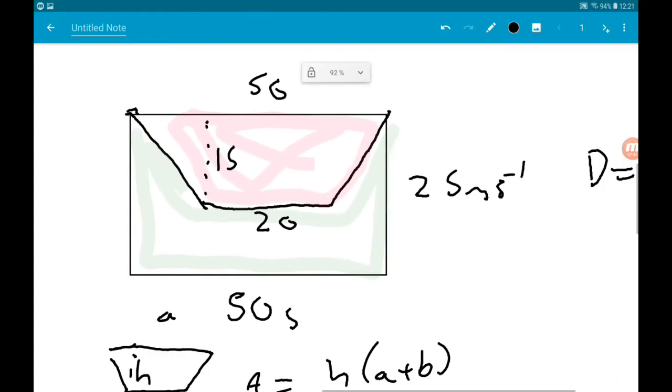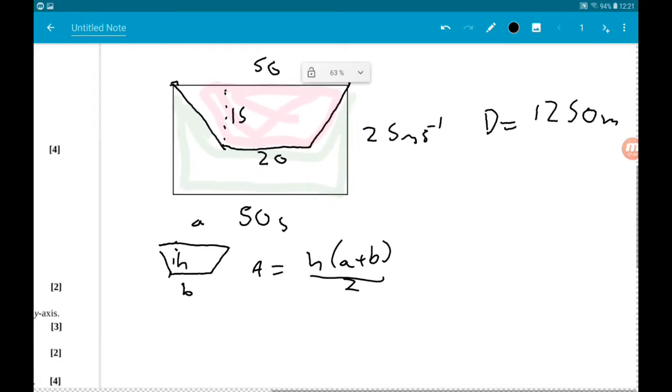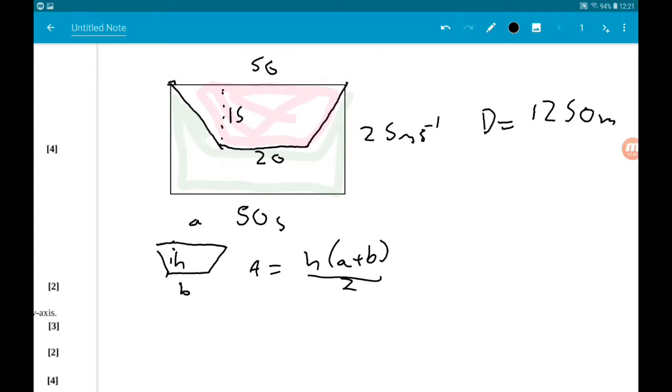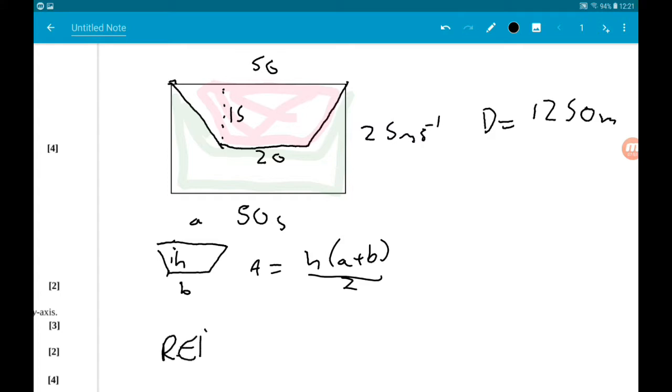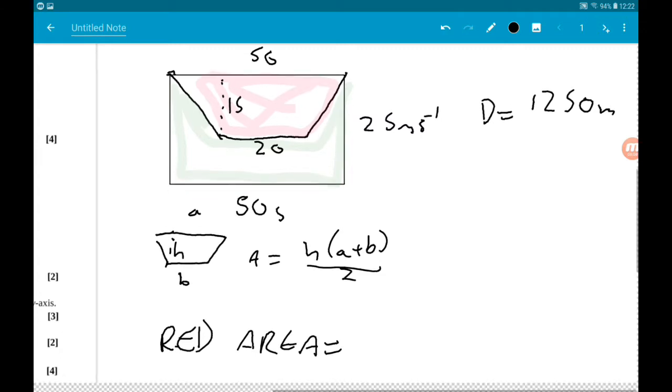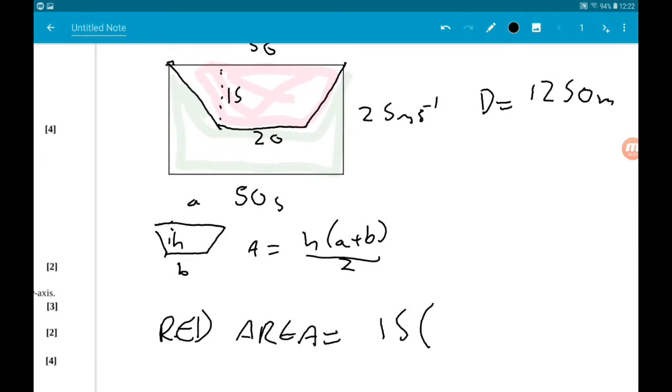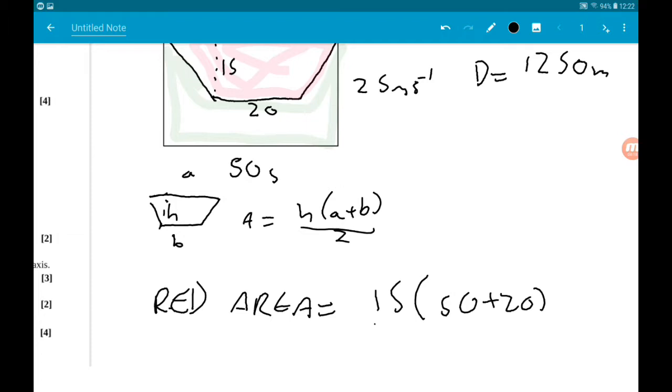So, the area then, so let's call this the red area. So this is going to be 15 times 50 add 20 all over 2. Now that is going to give us 525.